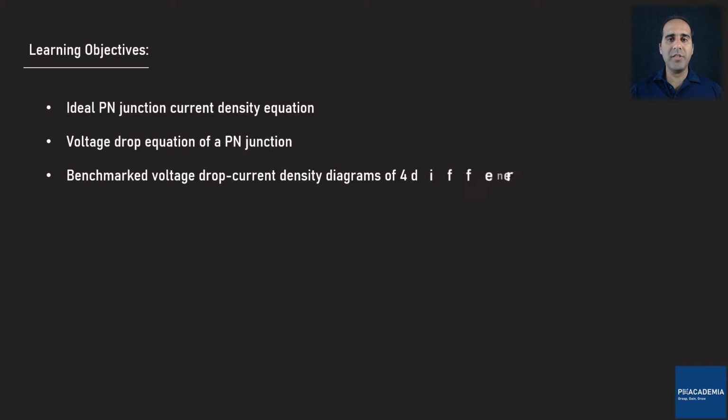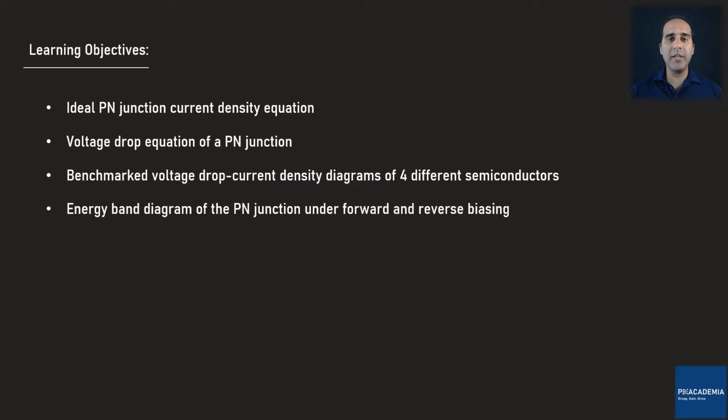By the time you finish this lesson, you will learn the ideal PN junction current density equation, the voltage drop equation of a PN junction, benchmarked voltage drop current density diagrams of 4 different semiconductors, and the energy band diagram of the PN junction under forward and reverse biasing.